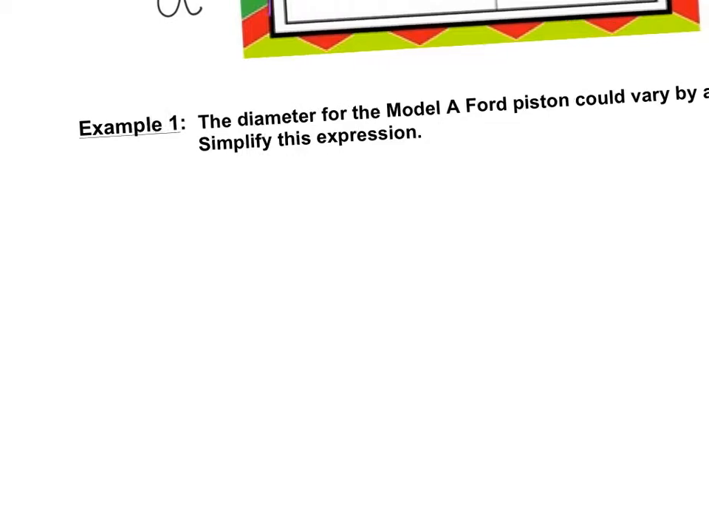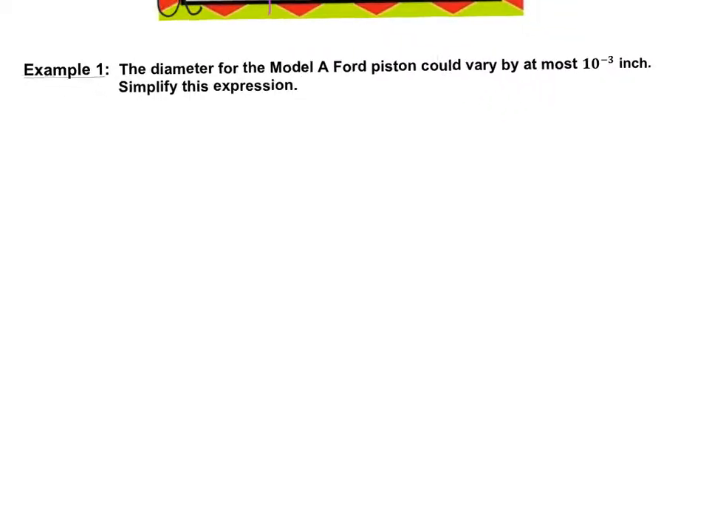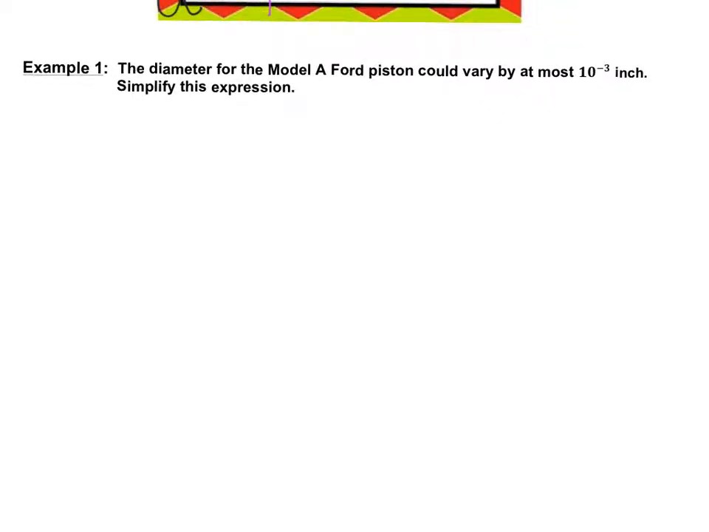Let's look at this here as an example. The diameter for the Model A Ford piston could vary by at most 10 to the -3rd of an inch. Simplify this expression. Well, 10 to the -3rd, a negative exponent means you are a fraction. So 10 to the power of -3 is really the same thing as 1 over 10 to the power of +3, which is equivalent to 1/1000th.